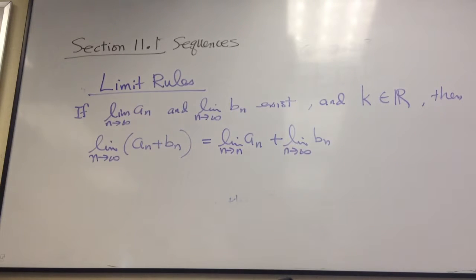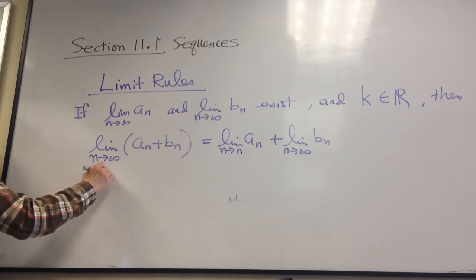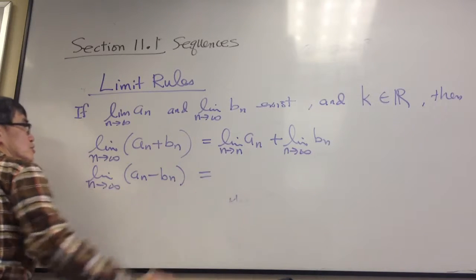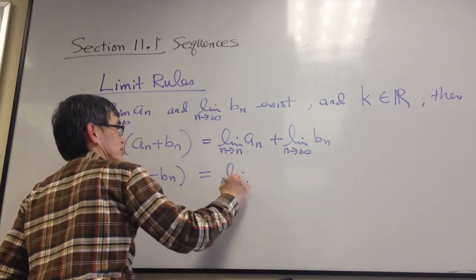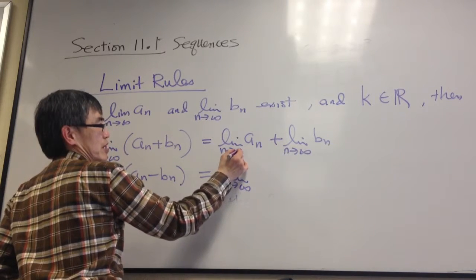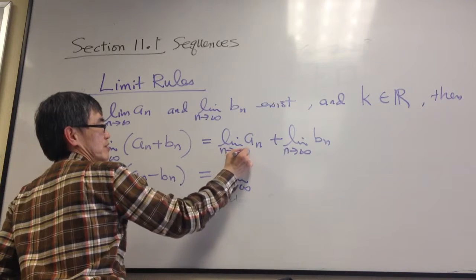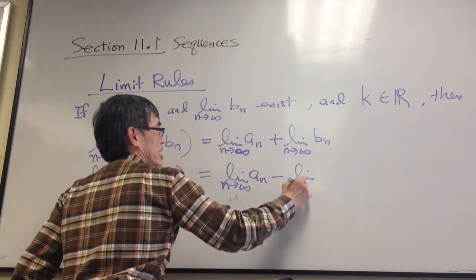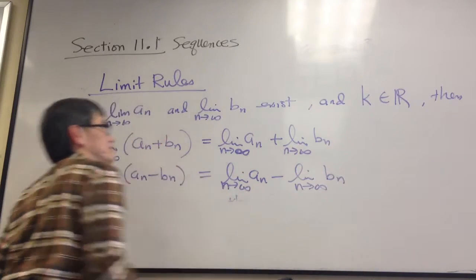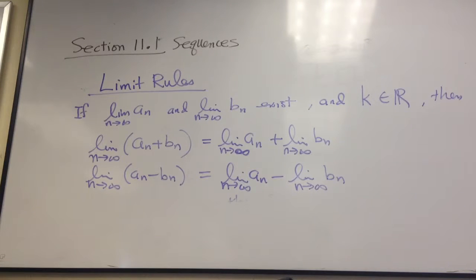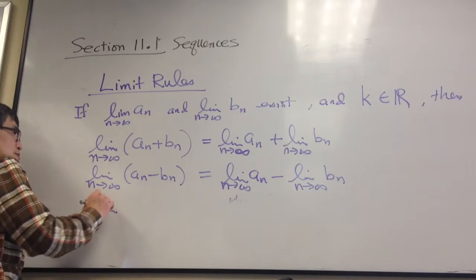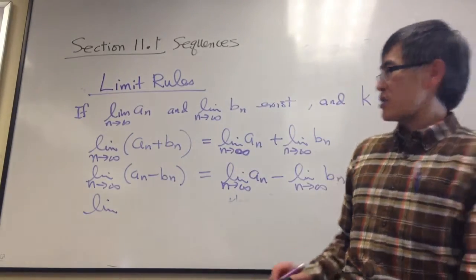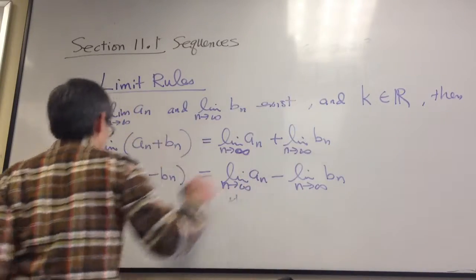Is that convincing? Okay. Likewise, the limit as n goes to infinity of an minus bn is equal to the limit as n goes to infinity of an minus the limit as n goes to infinity of bn. Oh, sorry, I made a typo here. This I mean infinity. This I mean infinity here. Okay? So you have the sum, you have the difference, and you have limits.